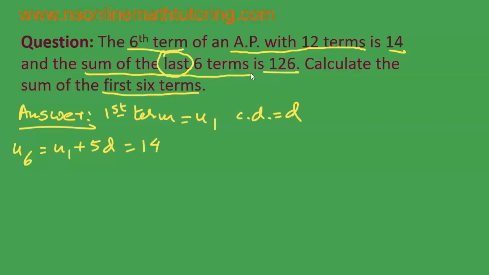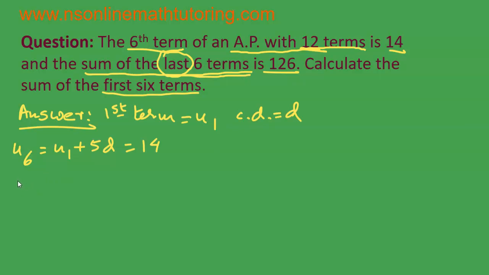How do we get the sum of the last 6 terms? Since there are 12 terms in the arithmetic progression or arithmetic sequence, we may first find the sum of all the 12 terms and then subtract the sum of the first 6 terms. That way we may get the sum of the last 6 terms. So I'll be applying that logic.